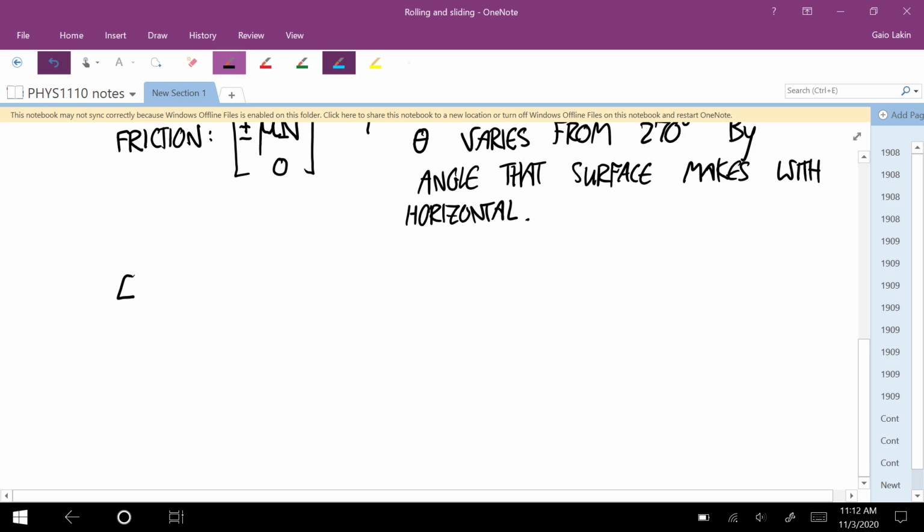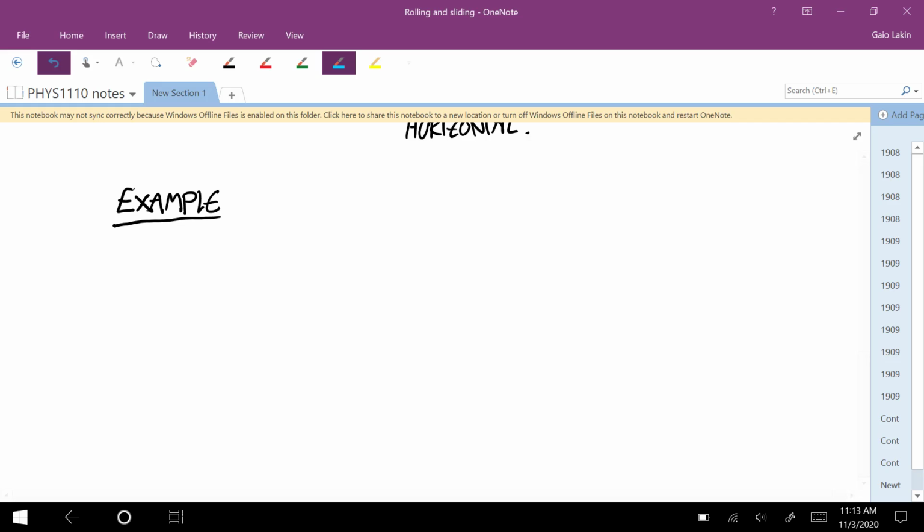Okay, so the first example. So let's say that we have a ramp like this.